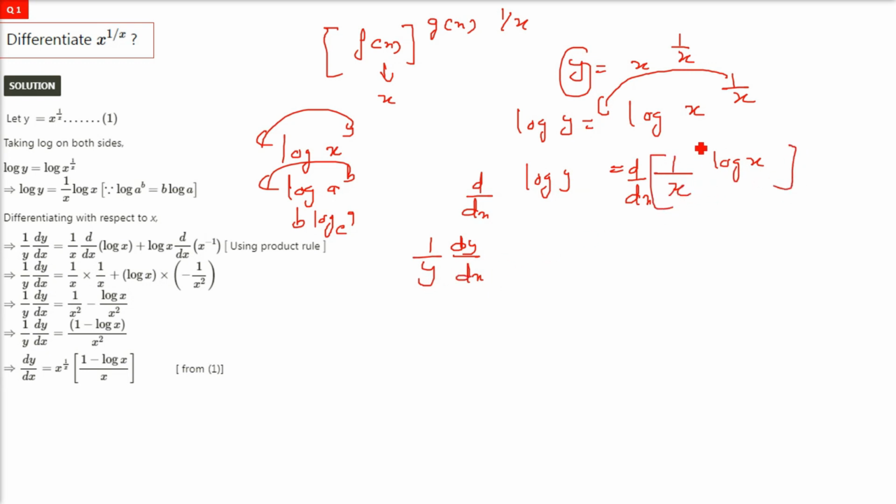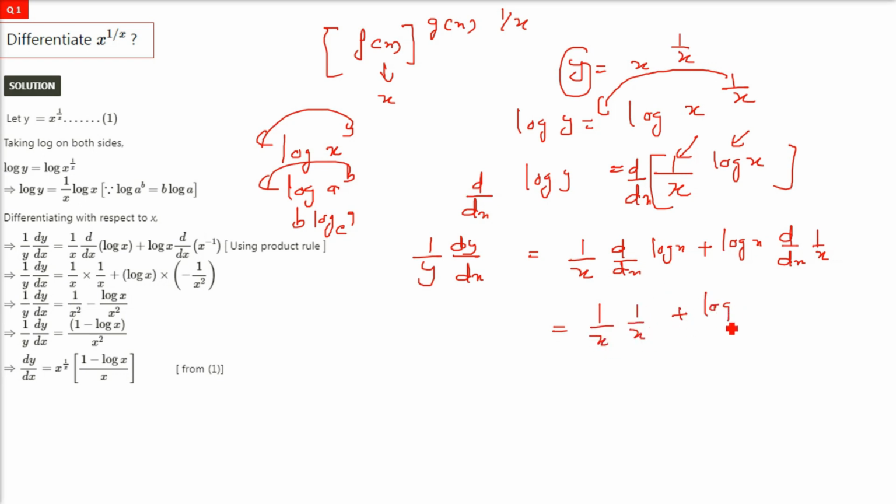Now d by dx of 1 by x log x. There are two different functions, so we'll apply the product rule. So 1 by x it is, then d by dx of log x we will do. Then we will have an addition sign, log x into d by dx of 1 by x. So 1 by x, log x differentiation is 1 by x, plus log x, differentiation of 1 by x is minus 1 by x square. How does it come? x can be taken in the numerator with a negative sign, and the x to the power n formula can be applied, x to the power n minus 1.